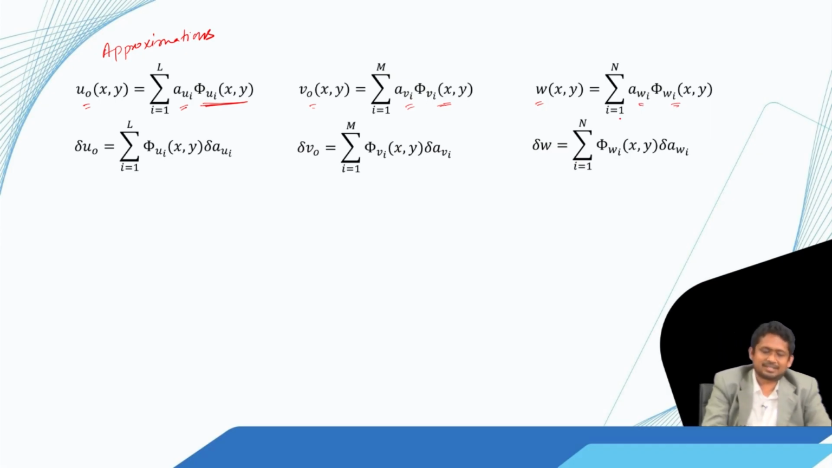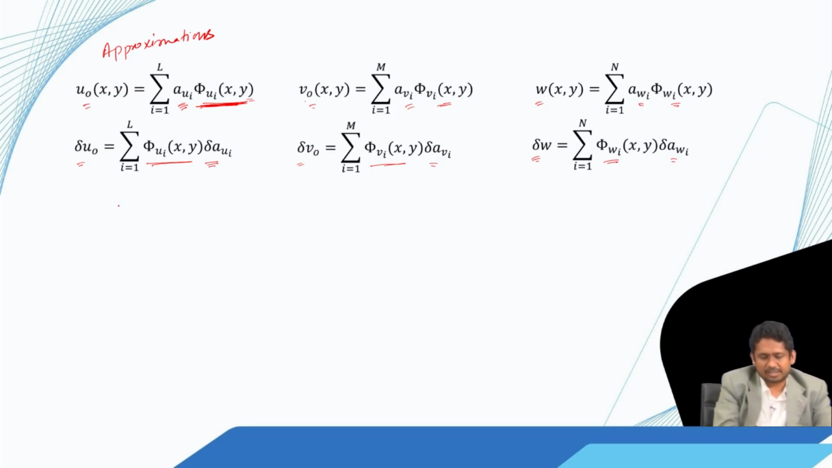Now, if I want to take a variation of these quantities, so if I take the variation of u0, delta u0, the quantity phi Ui is known to us, so I cannot vary it. AUi is unknown, so the variation becomes the summation over i from 1 to L of phi Ui multiplied by the variation of AUi. Similarly, if I vary v0, delta v0, I get phi Vi multiplied by the variation of AVi. Likewise, if I vary w, I get phi Wi multiplied by the variation of AWi.